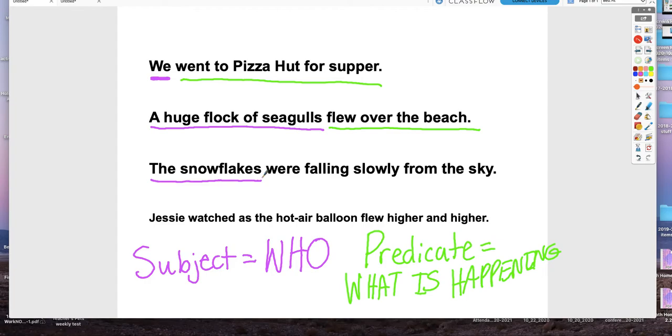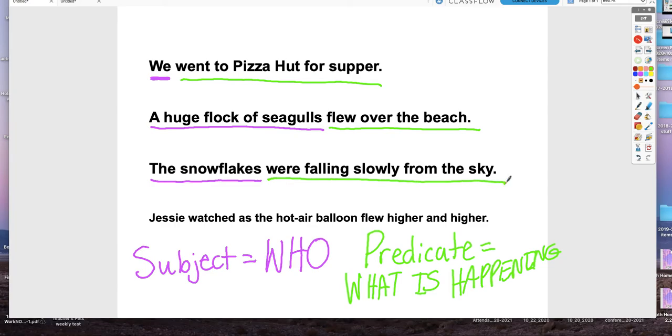Now, the action or the predicate, the what is happening part of the sentence, Levi, is what? It's falling slowly from the sky. Wonderful job. All of those words. Falling slowly from the sky is the whole predicate.